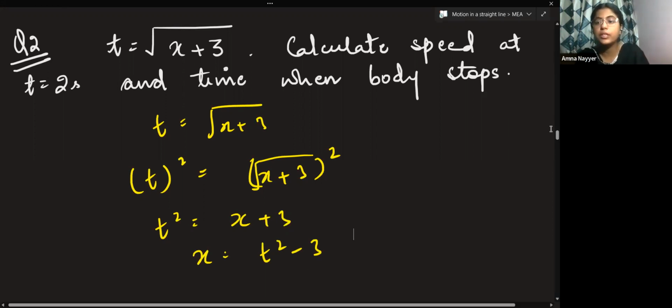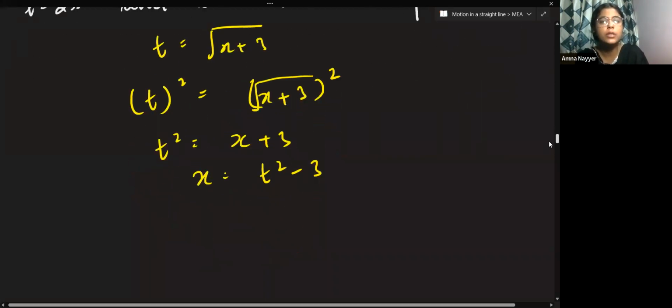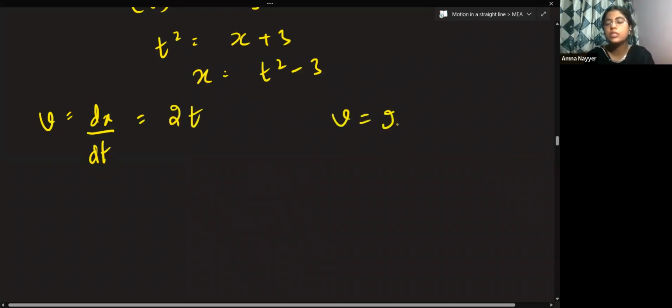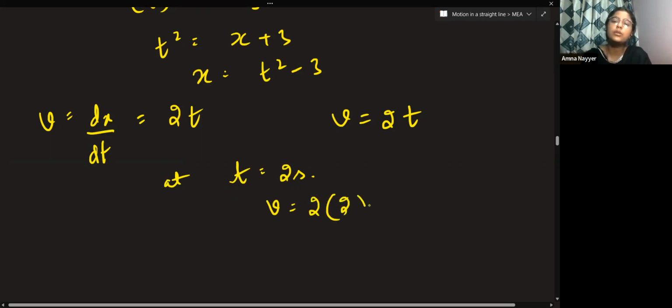So we can now differentiate. We have to find the velocity at t equal to 2 seconds. Velocity will be dx over dt. t square becomes 2t and the constant becomes 0. So velocity is 2t. At t equal to 2 seconds, put t's value as 2. So velocity becomes 2 into 2, that is 4 meter per second.